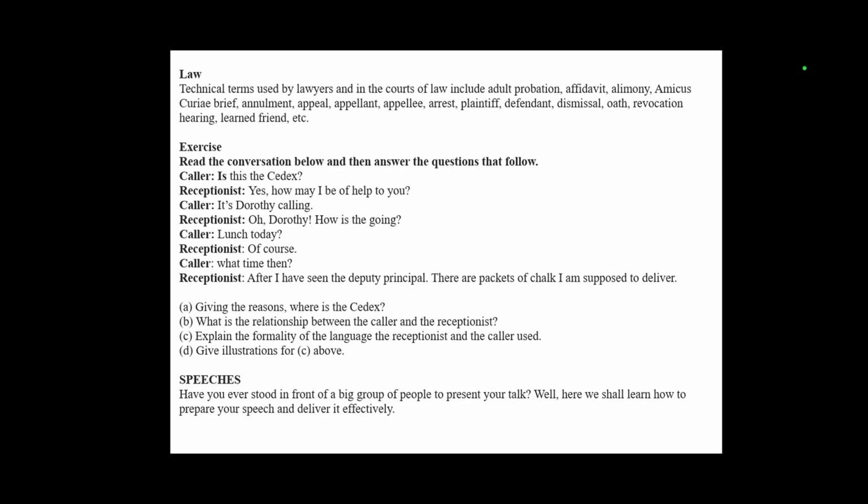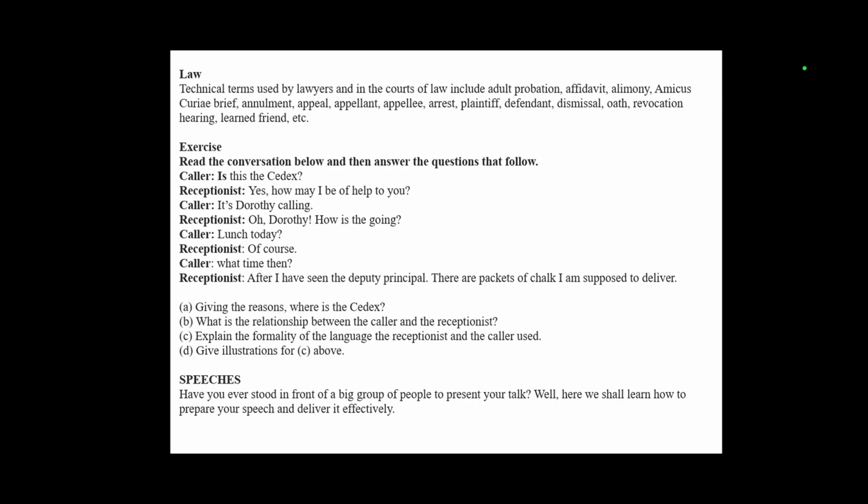Receptionist. After I've seen the deputy principal, there are packets of chalks that I'm supposed to deliver. Now, part A of that, giving the reasons, where is the setting? Based on the context, the setting, and also the place, the position, and even the choice of words that have been used in this particular context, you're likely to know where this setting is. So, inbox me in the comment box down there, and I'll get back to you and see if we are getting this.